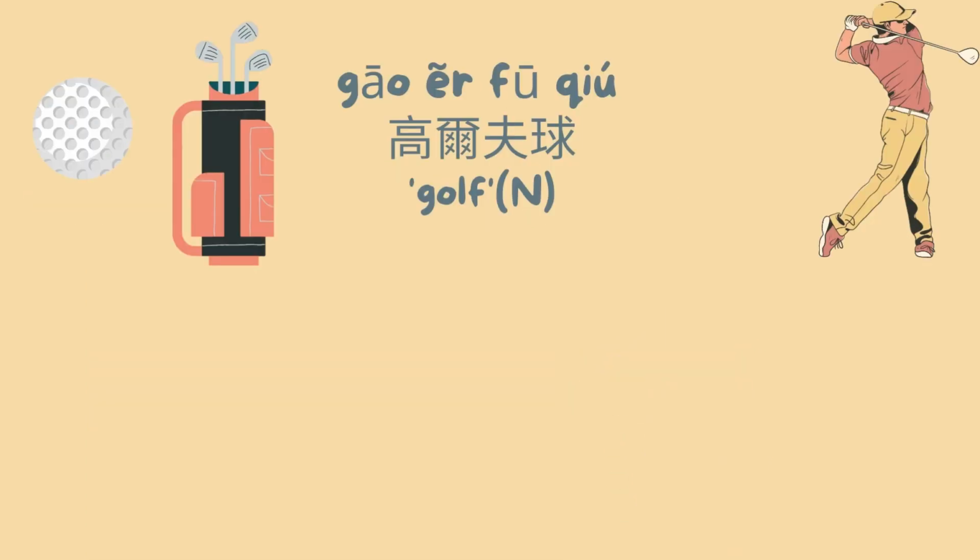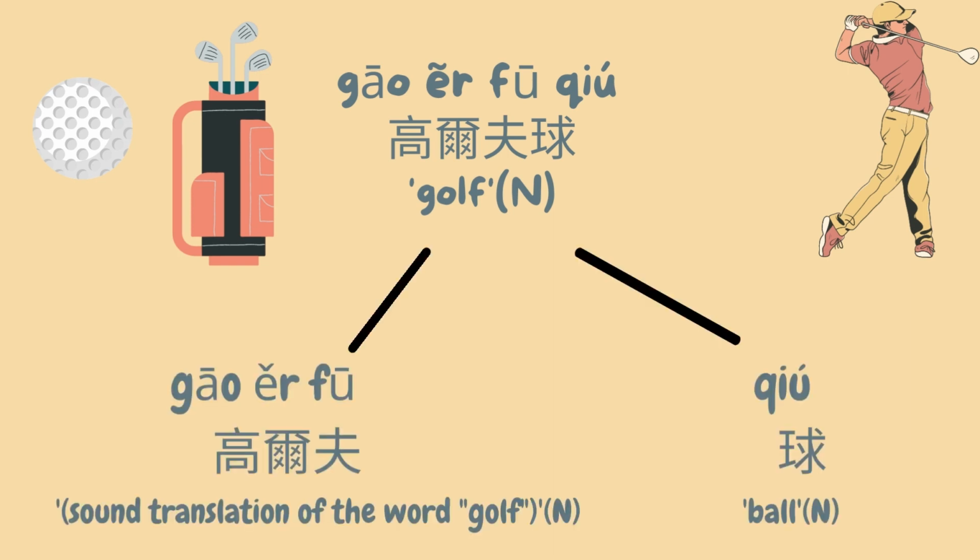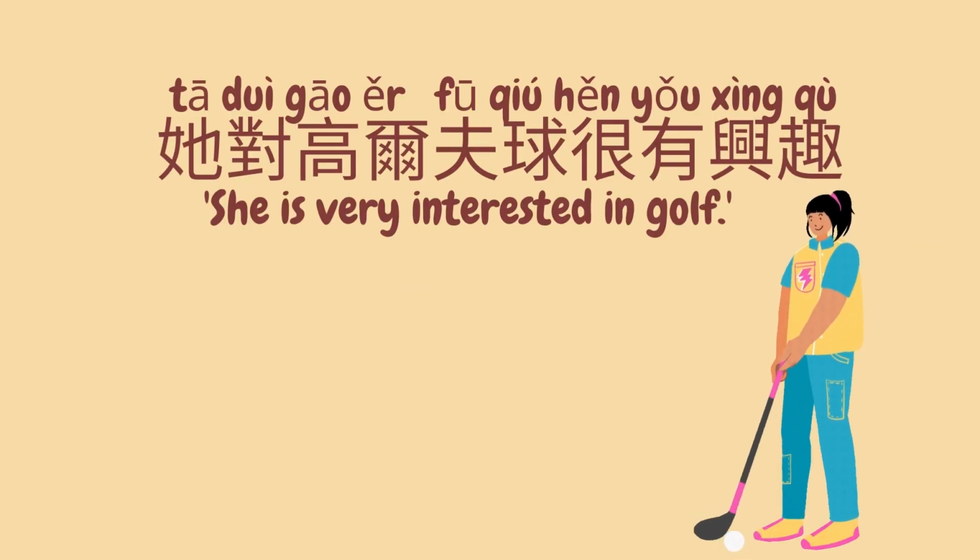Next one, 高尔夫球, golf. The constituent characters 高尔夫 represent the sound translation of the word golf, and 球 represents ball, a noun, indicating that the word 高尔夫球 falls under the category of balls. 她对高尔夫球很有兴趣. She is very interested in golf.